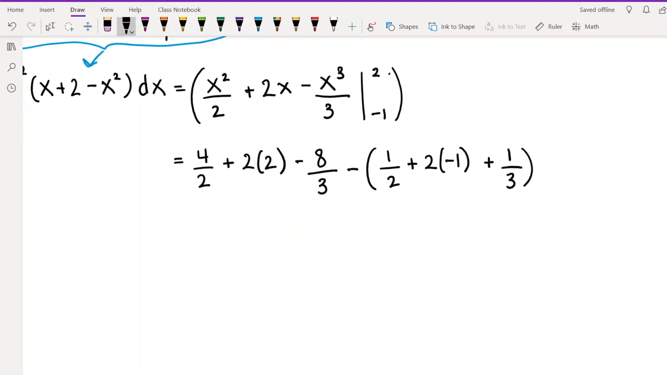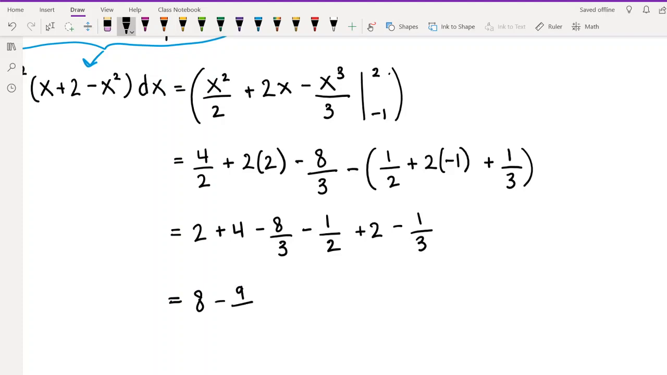And so if we clean this up, we have 2 plus 4 minus 8/3 minus 1/2. So here we have a -2, and then we're also subtracting it, so that becomes plus 2, and then we have minus 1/3. And so altogether we have 6 plus 2, so we have 8 minus 9/3 minus 1/2. And 9/3 is equal to 3, right? So we have 8 minus 3 is 5 minus 1/2, and so that's 4.5, or we could write that as 9/2.